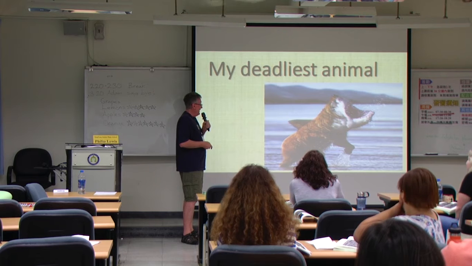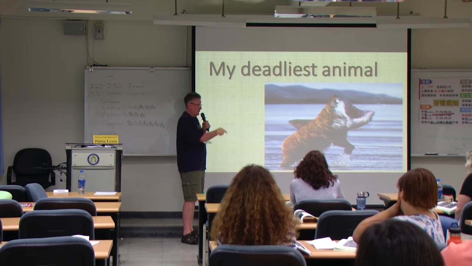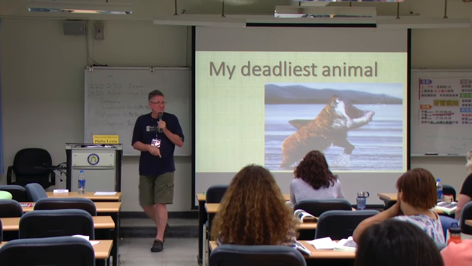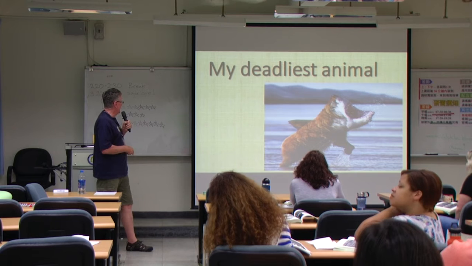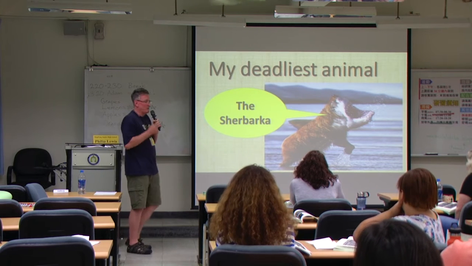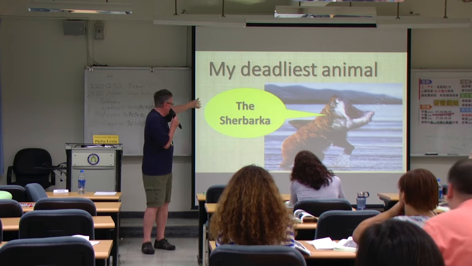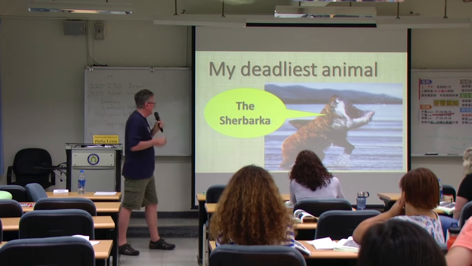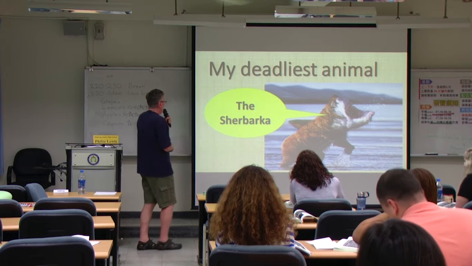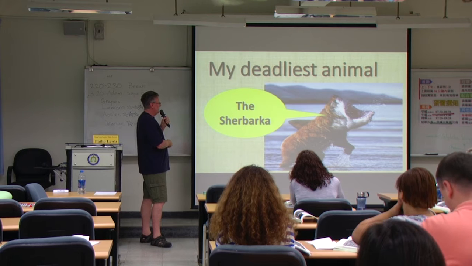Okay. And what 2 animals do you see here? A shark and a bear. So I called this animal the shabaka. So what I did was, I pulled out the letters from these 2 animals, and I came up with the shabaka. Okay. So this is now my design of the deadliest animal in the world.